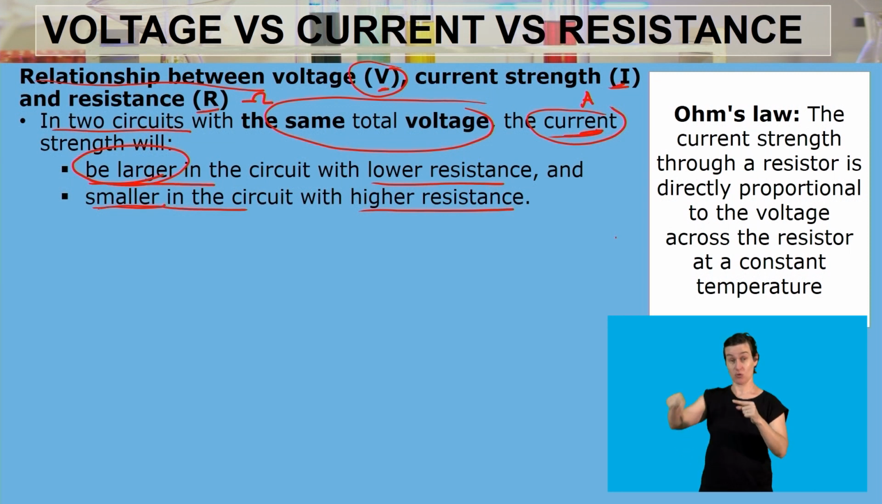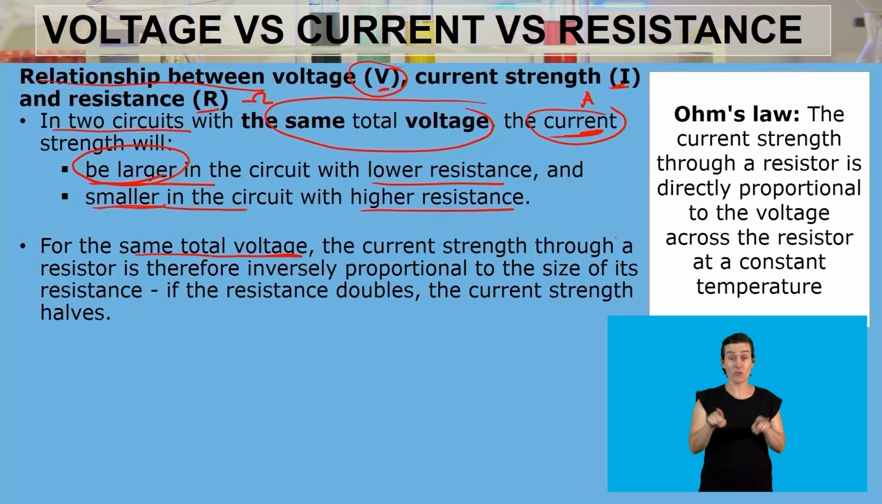So if the current is larger, it means resistance must be lower. But if the current is lower, that means resistance must be higher. So they will never be the same. Remember, it all depends on the resistance of the circuit. The higher the resistance of the circuit, the lower the current. The lower the resistance of the circuit, the higher the current.